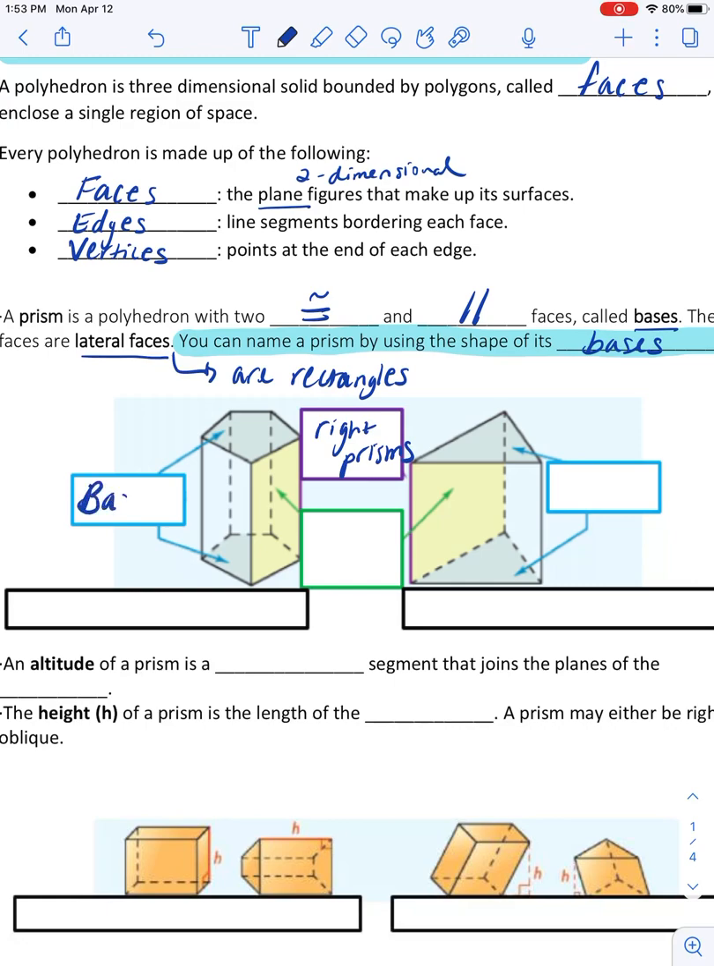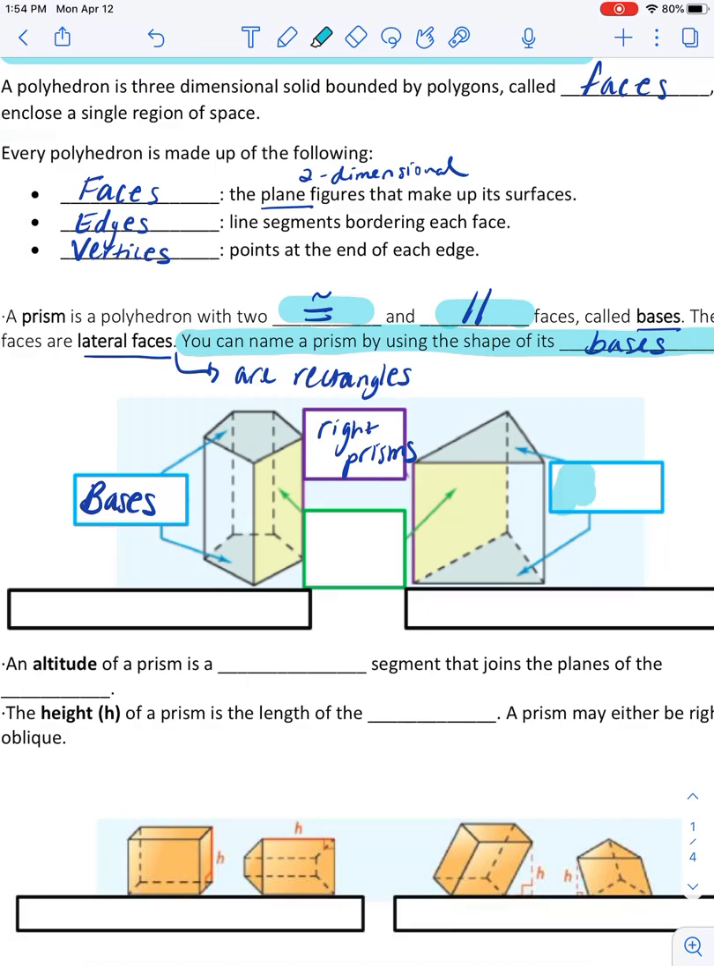This blue box is pointing to bases. Remember, bases are congruent and parallel. So what I just highlighted are two pentagons. They are congruent and parallel to each other, so those are our bases. In the second picture, this blue box is also pointing to the bases. These two bases are triangles, and they're congruent and parallel.